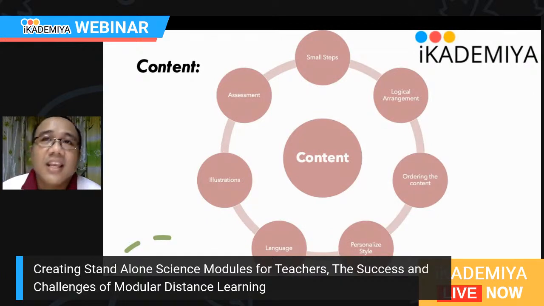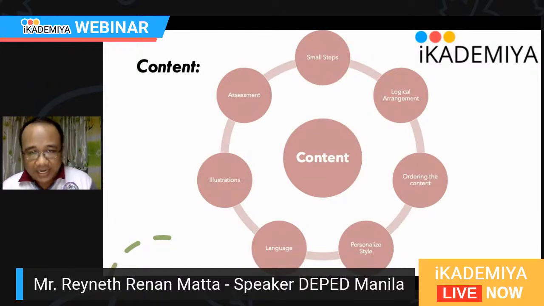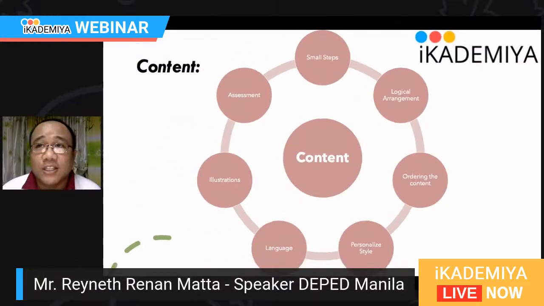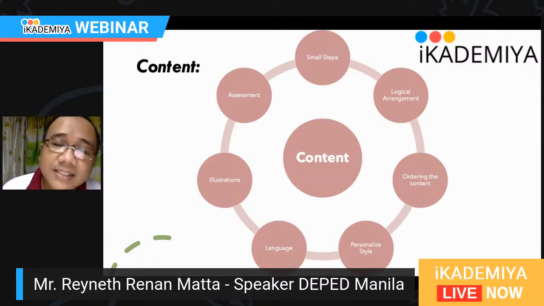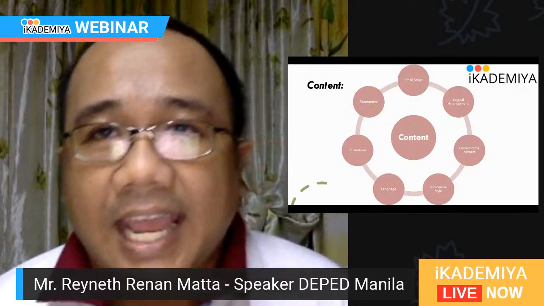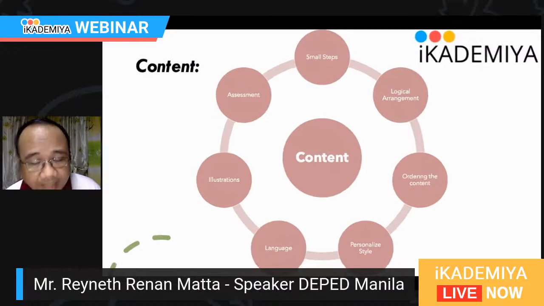We also have content. If you're planning to put content in your module, make sure you have the following criteria. First, it must be in small steps. Second, it must be in logical or chronological arrangement. Now, when we talk about logical arrangement and ordering of the content, it must be aligned with the most essential learning competencies set by DepEd. By doing so, your module will be aligned with the present curriculum. Now, the alignment is being done by DepEd. When you do this module, they must be aligned.